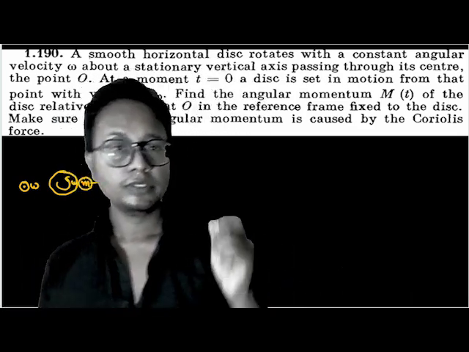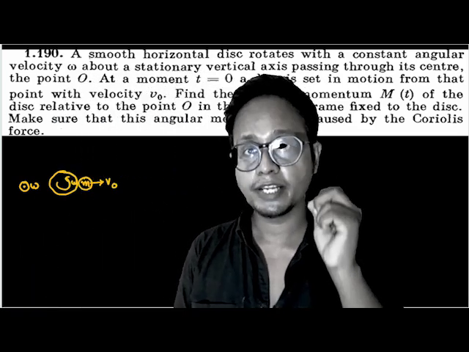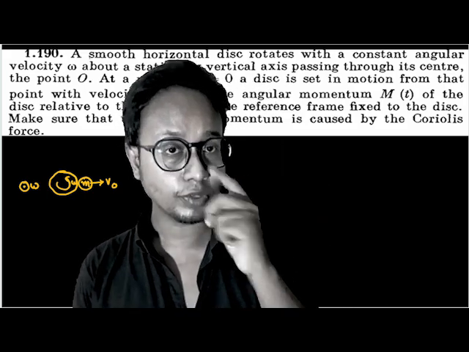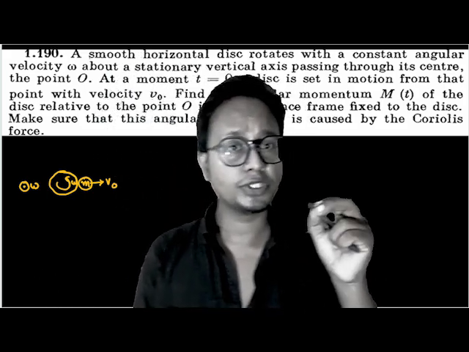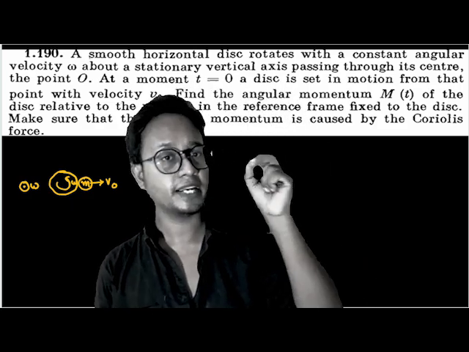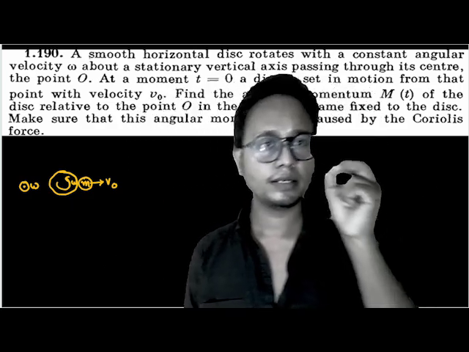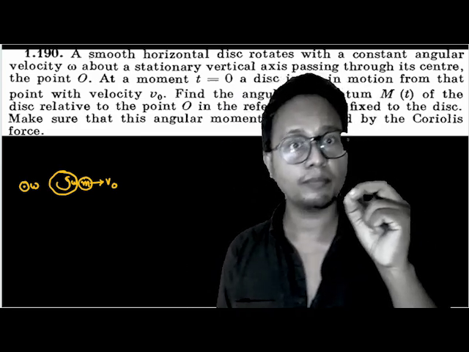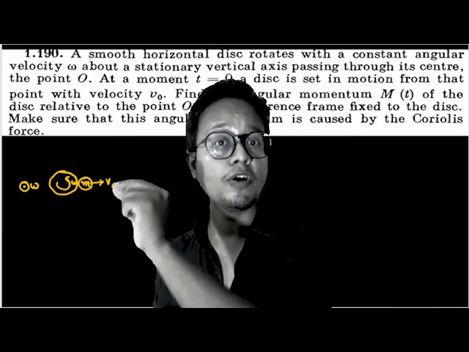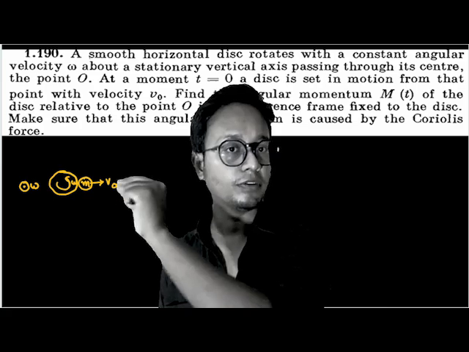So what did I say? Every rotating frame has two pseudo forces. First one is the centrifugal force. Second one is the Coriolis force. So in this question, the effect of centrifugal force is not considered out here. We have to find out the angular momentum of this particle, assuming only Coriolis force is acting on this particle.